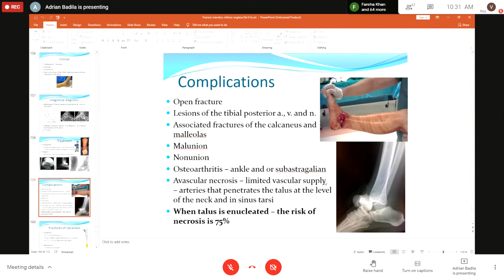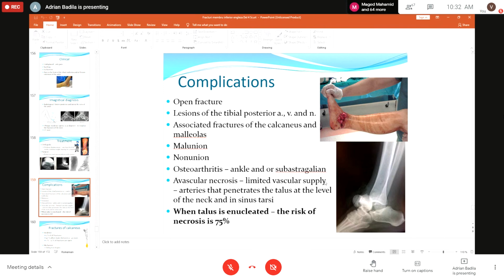There are a number of complications. Most of them are the usual complications, but we have a specific complication, which is avascular necrosis. This is due to the limited vascular supply and to the fact that all the arteries penetrate the talus at the level of the neck and at the level of the sinus tarsi. If we have a fracture of the talar neck, most of these arteries will be interrupted and the vascular supply of the talus will be interrupted.